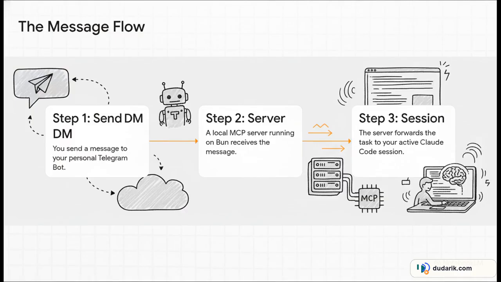First, you type out a message and send it to your personal Telegram bot. Instantly, that message gets picked up by a small local server, an MCP server, that's running right there on your machine. From there, that server acts like a traffic cop, and it forwards your request straight into your active Claude Code session. It's a really clean and direct flow.